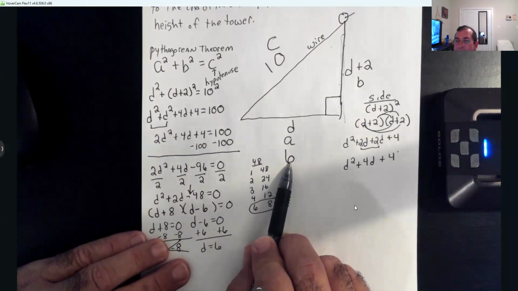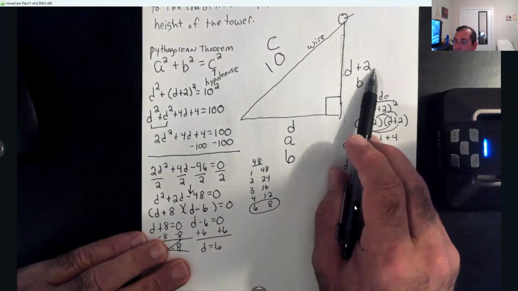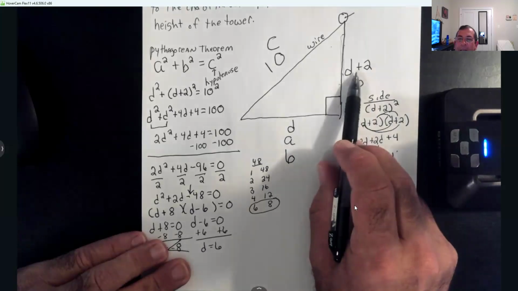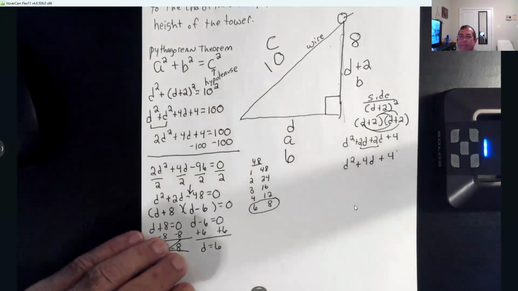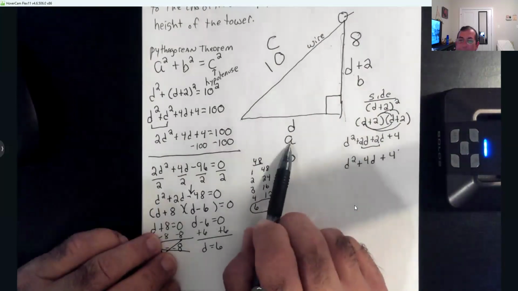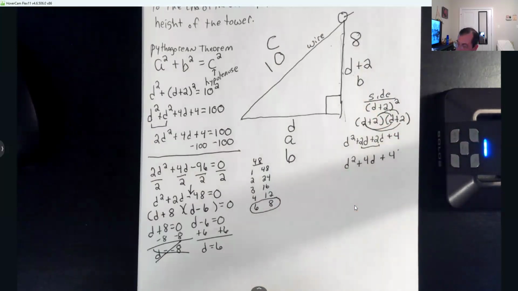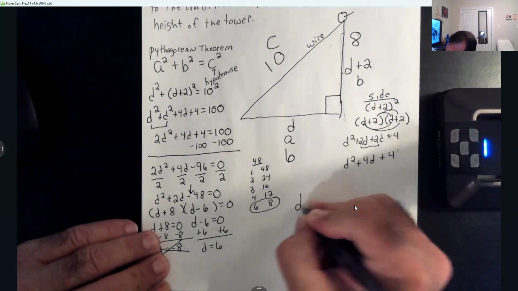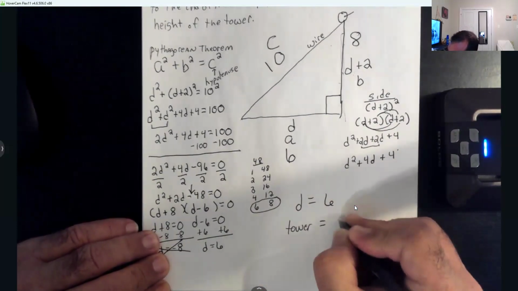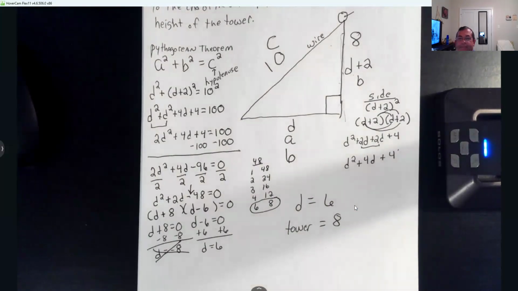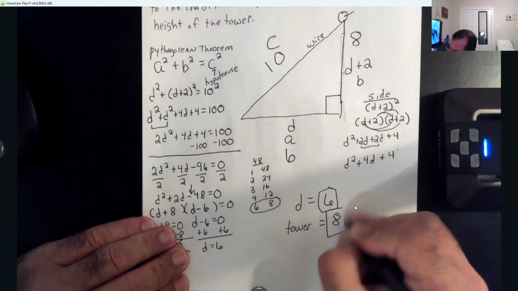Well, if this is 6 feet, the height of the tower was D plus 2. Well, if D is 6, 6 plus 2 makes this side 8. So once you got your D, you add 2 to get your tower, okay? So for that one, your distance D would equal 6, and then your tower would equal 8. And this here is what MATLAB will want. Okay.